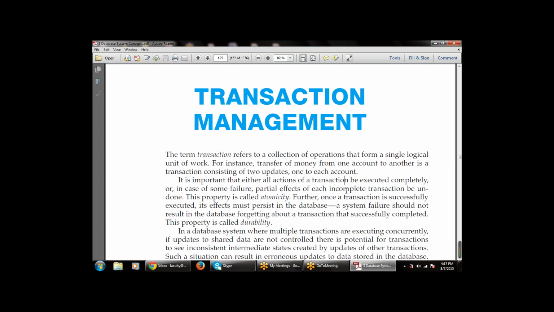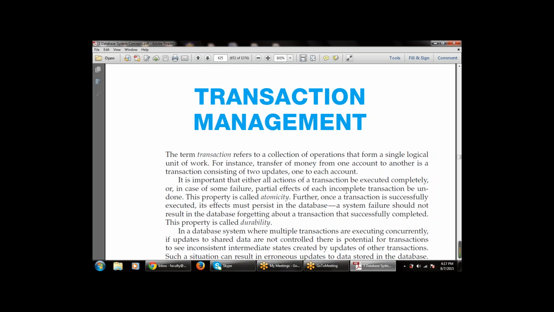For example, transfer of money from one account to another is also a transaction, between two updates, one to each account. That is, exchanging values from one account to another account, transferring the money from one account to the other.